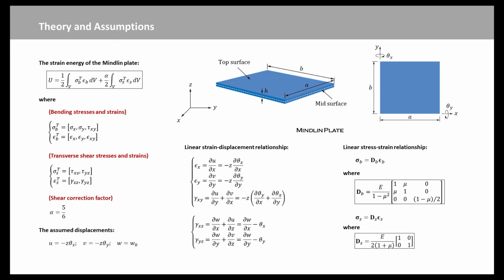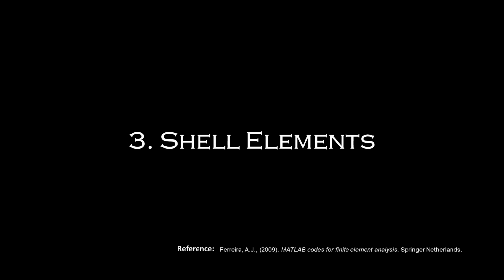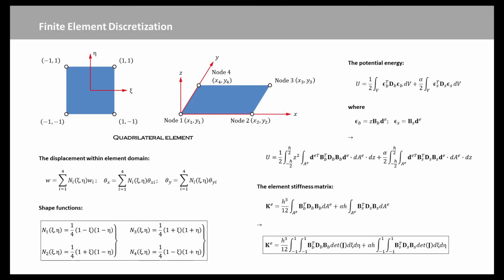The stress and strain components are defined. The bending strains and transverse shear deformations are obtained. The linear elastic stress-strain relations in bending and transverse shear are shown on the right-hand side. Now that we know the constitutive model, we move to finite element discretization. The generalized displacements are independently interpolated using the shape functions of a bilinear four-noded element. Strains are defined. We then obtain the plate strain energy and the stiffness matrix of the Mindlin plate, where det J is the determinant of the Jacobian matrix.